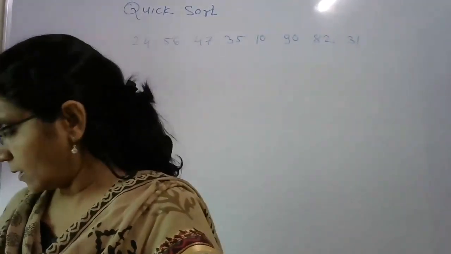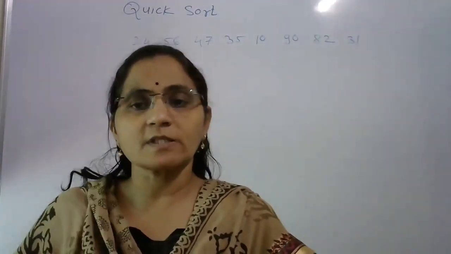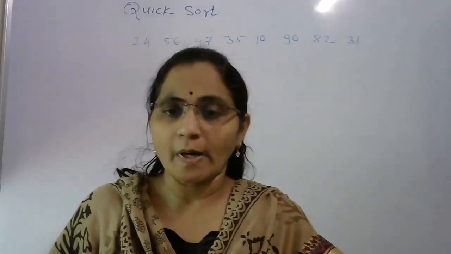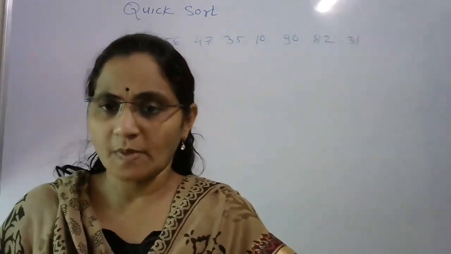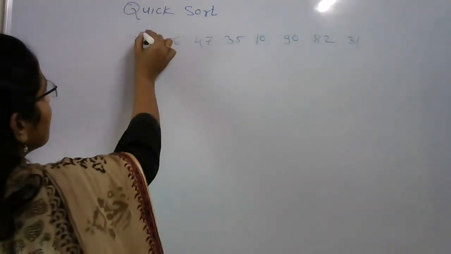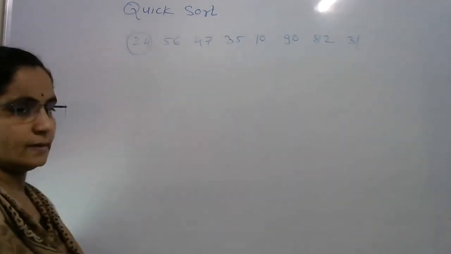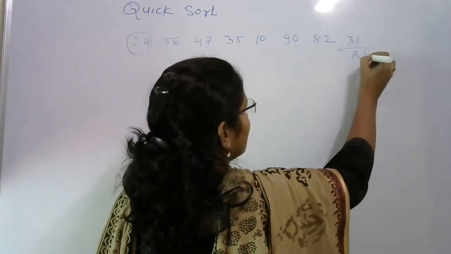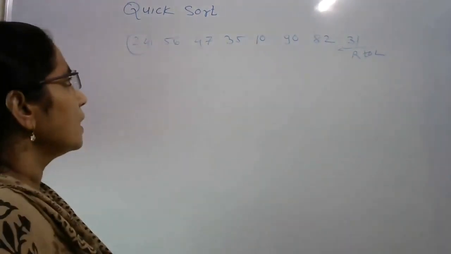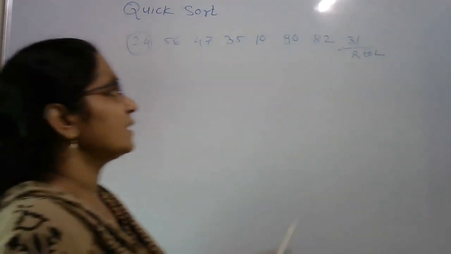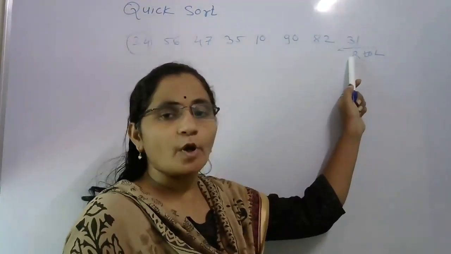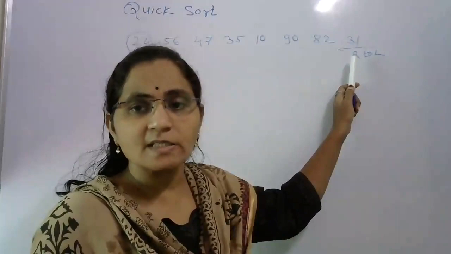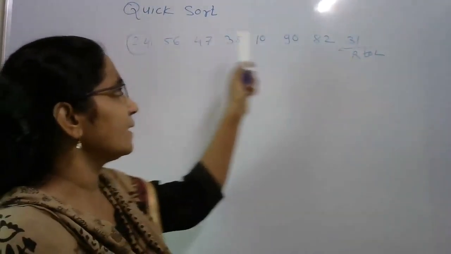So here, first of all, you decide the pivot element. Generally, the first element is the pivot element, because in the first pass, the first element is placed at its final position at the end of pass 1. So in this given example, this 24 is the pivot element. Now we start from right to left. You compare 24 with all the elements starting from right to left. Compare with each element and stop the comparison when you get an element smaller than 24.